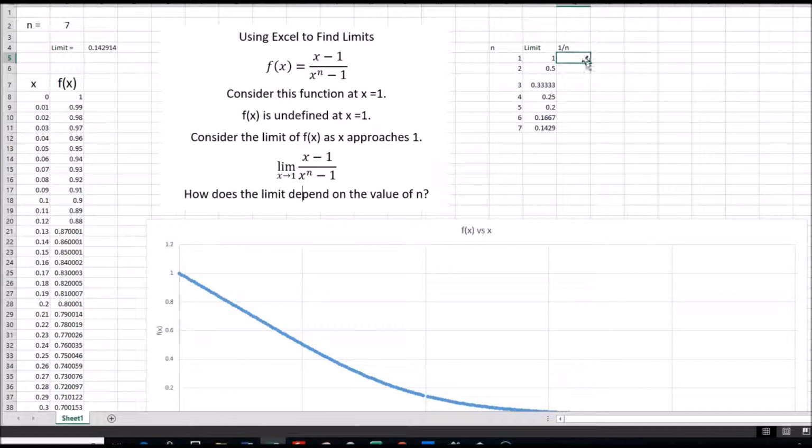Let's find the reciprocals, all right? 1 over n, and copy it down. All right, so you can see it agrees. It seems like the limit is 1 over n. So if we took the limit times n, we should get 1. I wonder if we can get better results.